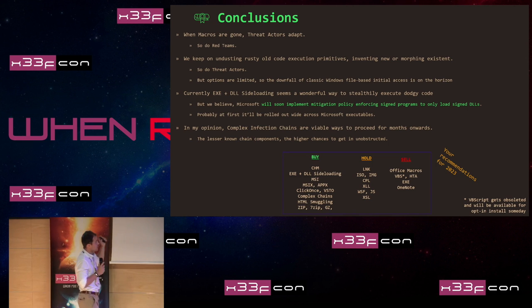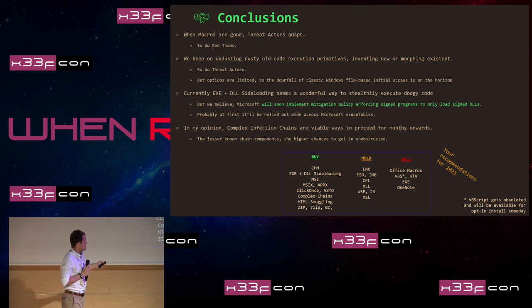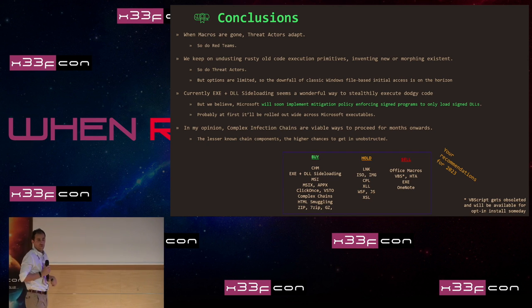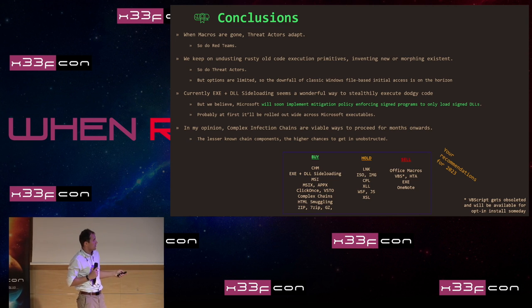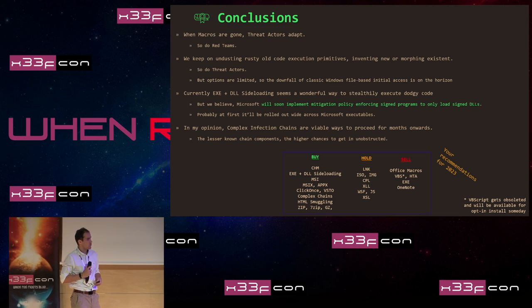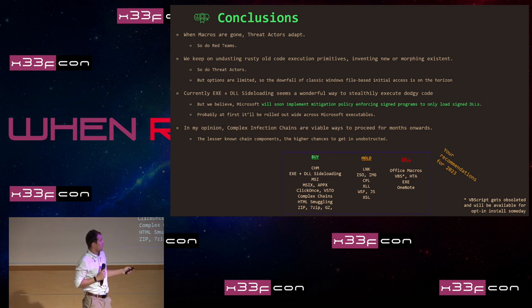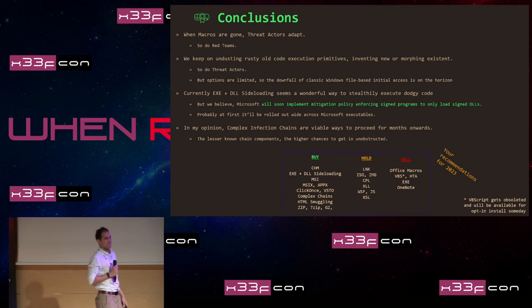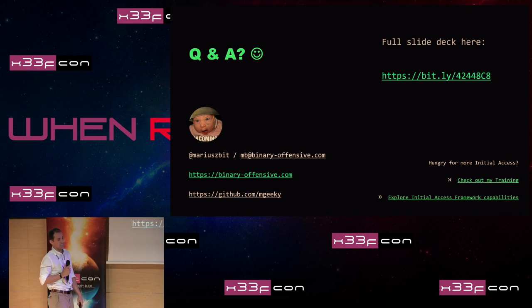For the recommendations, I would say CHMs, MSIs, MSI access, ClickOnce, complex chains are kind of a way to proceed now. I would hold on the LNKs because the vendors are getting so much better at hunting and dissecting those. CPLs and XLLs are also kind of triggering alarms like a Christmas tree. And then I would probably just move away from Office macros because of how effective Mark of the Web enforcement actually was.